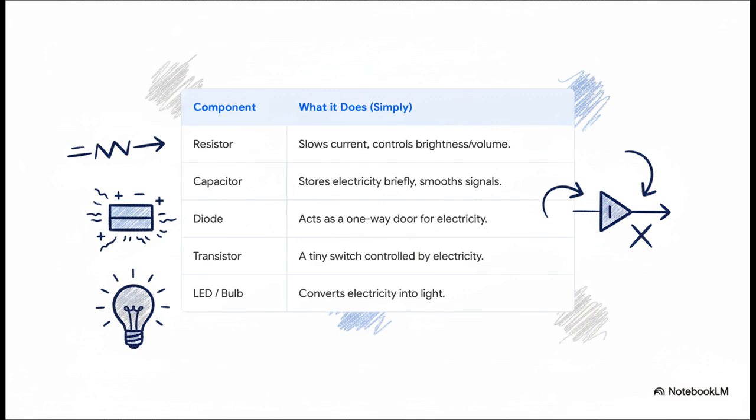You have your resistor, whose whole job is to slow the flow down. Then there's the capacitor. Think of it as a tiny, super fast charging battery. A diode, that's basically a one-way street for electricity. And then the transistor. This one is the real game changer. It's a tiny, microscopic switch that can be flipped on and off by another electrical signal. Billions of these working together are what allow a computer to actually compute.